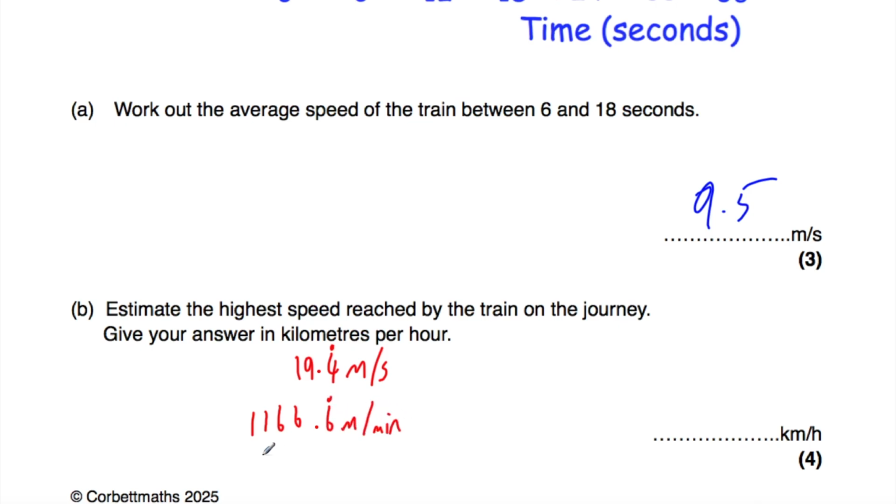Then I'm going to times by 60 again, and that's equal to 70,000 meters per hour. Now I don't want it in meters per hour, I want it in kilometers per hour, so I'm going to divide by 1,000, so that'll be 70 kilometers per hour. So that's our estimate for the greatest speed reached by the train on that journey, and that's it. Okay, let's look at our next question.